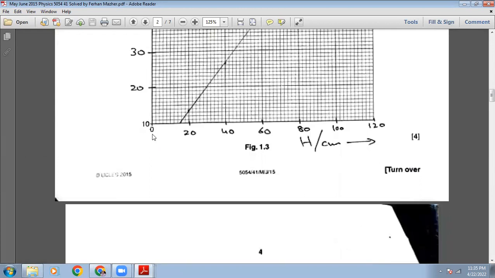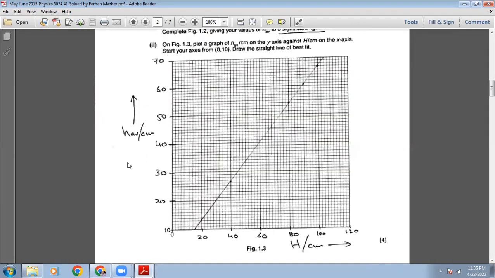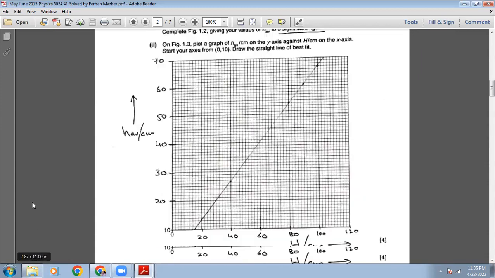So we started our x-axis from 0, 20, 40, 60, 80, 100, 120. This labeling is very important. On the x-axis, I'm representing the capital H, and that's in centimeters. On the y-axis, we are representing the small h average, and that is also in centimeters. You know the small h average value is maximum 66.7, so we have 10, 20, 30, 40, 50, 60, 70.